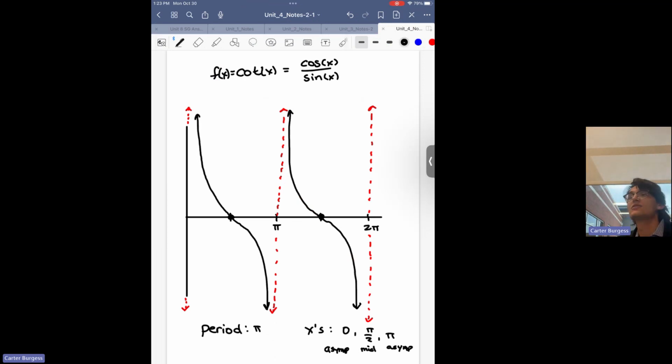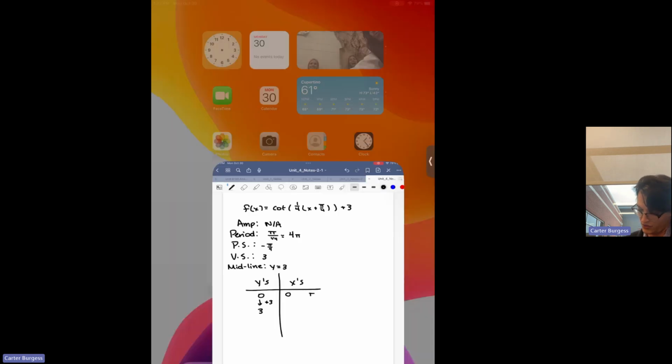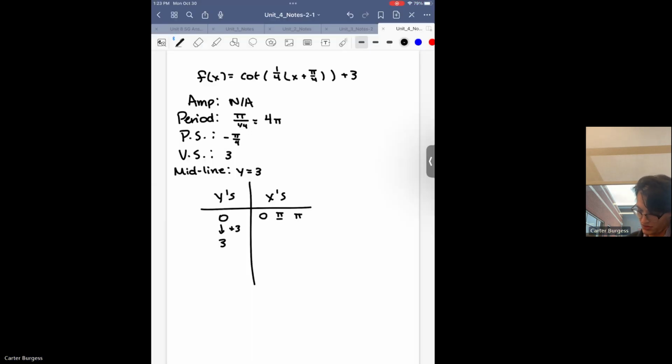Awesome. So rather than looking between negative pi over 2 and pi over 2, what is our standard for cotangent? What two values do we go between for asymptote to asymptote? 0 to pi, and then what's going to be in the middle of those two? Pi over 2 in the middle of those two values.